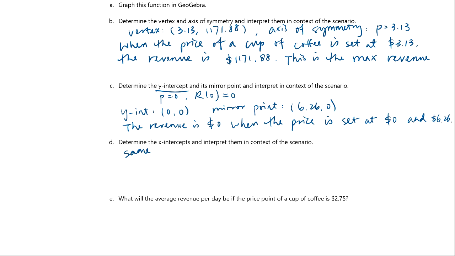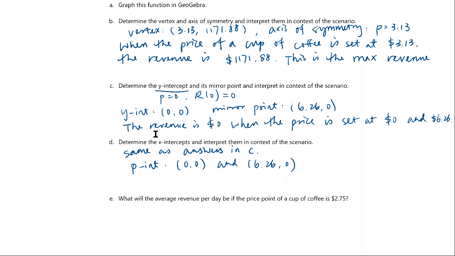So this is the same as the answers in C, and the two x-intercepts, or in this case you can call them p-intercepts, are going to be 0, 0 and 6.26 comma 0. And they tell us when the revenue will be $0 over here.